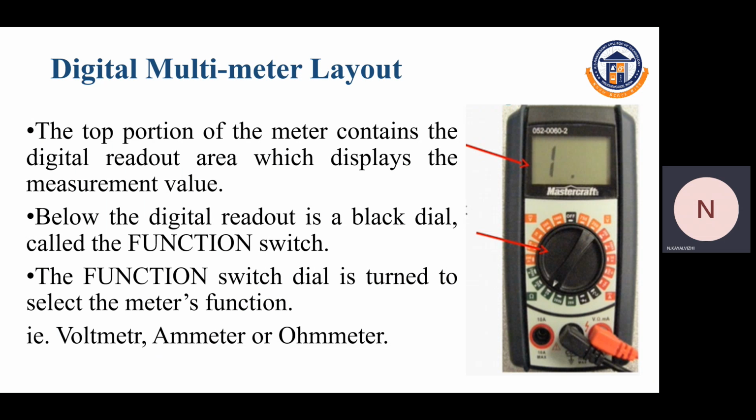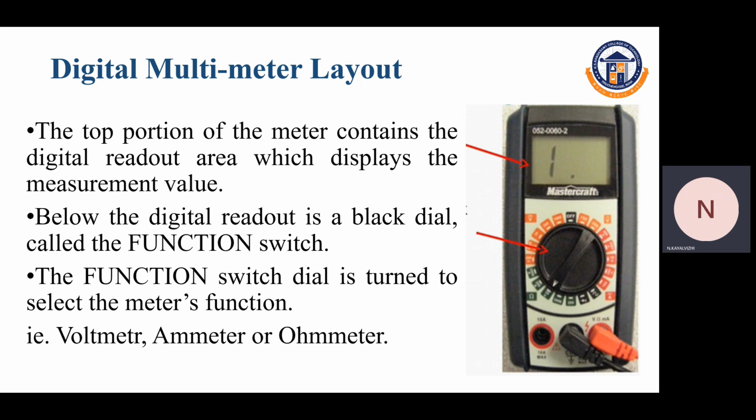If you look at the digital multimeter, there are two layers. The top portion of the meter contains the digital readout area, where the readings are displayed. Below that we have a function dial switch.